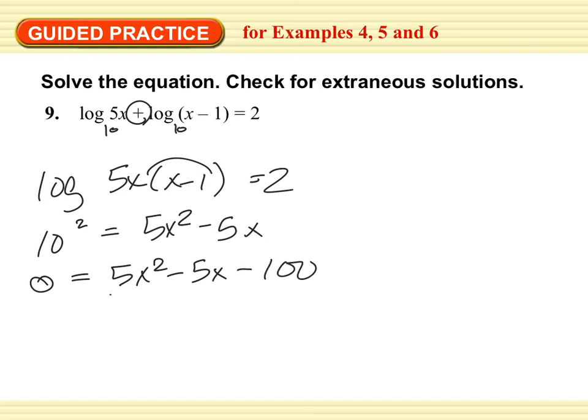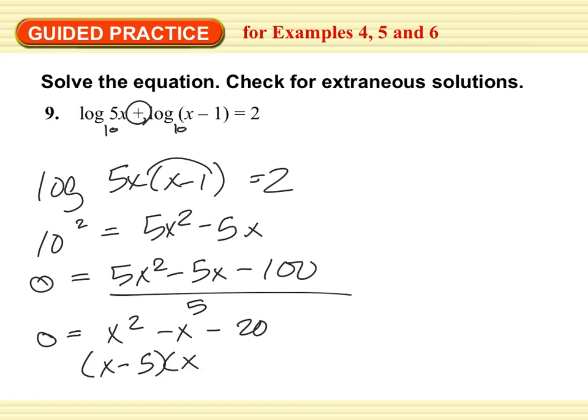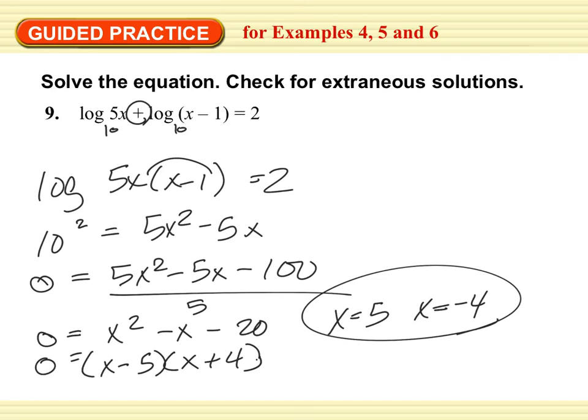I can divide everything by 5, which gets my math a little bit easier. x squared minus x minus 20. Okay, this factors into x minus 5, x plus 4. Therefore, x equals 5 and x equals negative 4. One of these is extraneous, so we need to check it. Okay, next slide.